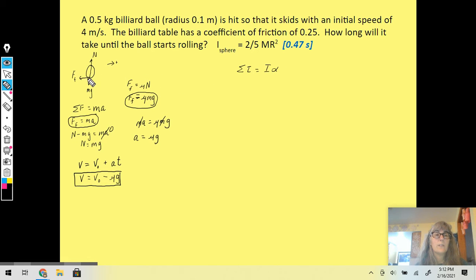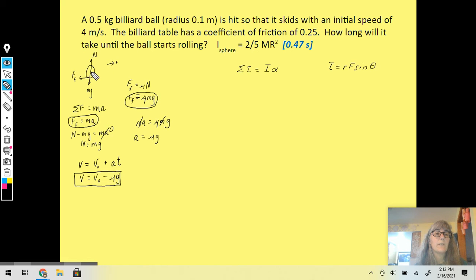The only force here that can cause a torque is frictional force, because remember that torque is equal to R F sine theta. So the radius arm distance, that's the distance from where it's rotating, the center of this sphere, times the force that's causing it to rotate times the sine of the angle between them.